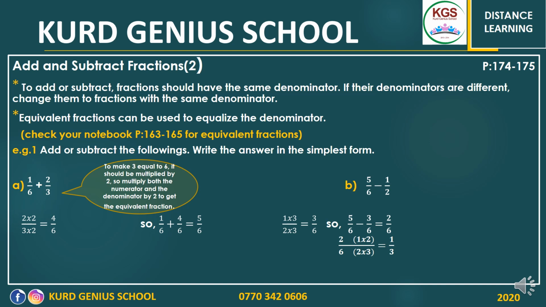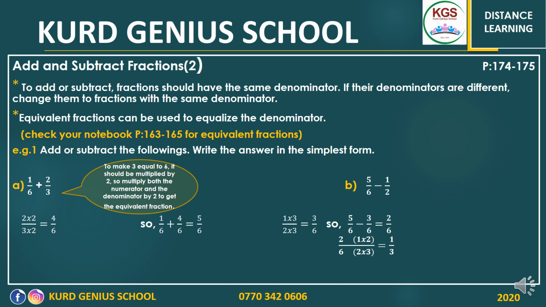Remember, I told you numerator and denominator are like twins. We can't differentiate between them. If I multiply the denominator by 2, I have to multiply the numerator by 2 as well. So 2 times 2 is 4 and 3 times 2 is 6. We got 4 over 6 as an equivalent fraction to 2 over 3. Now I can add the equivalent fraction with the first fraction. 1 over 6 plus 4 over 6. Since the denominators are equal, I can add it very easily. 1 plus 4 is 5, and the denominator stays the same.